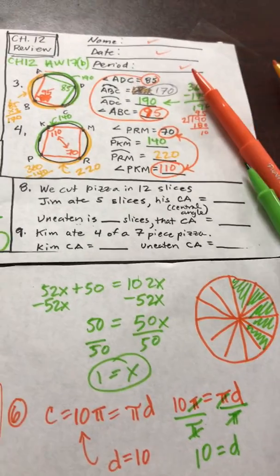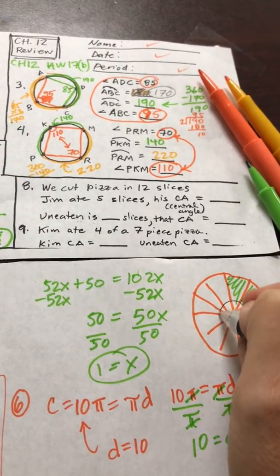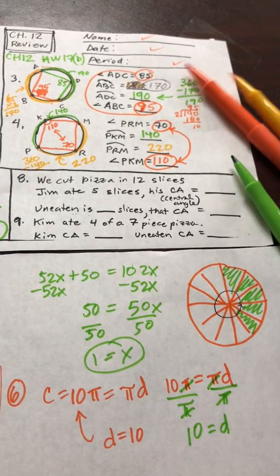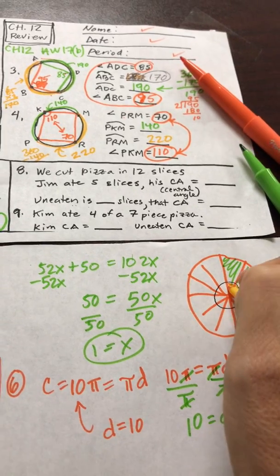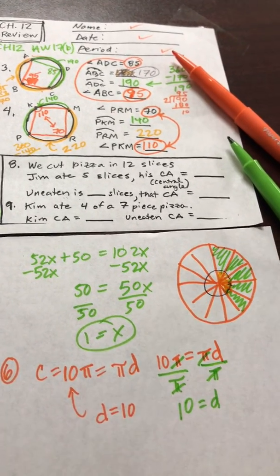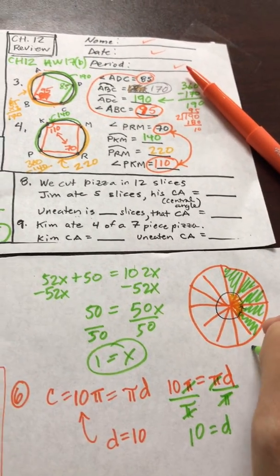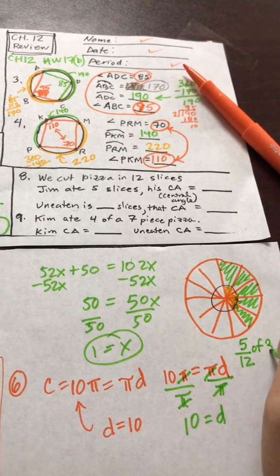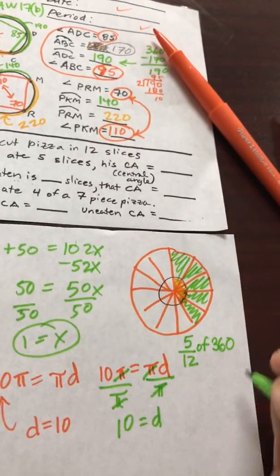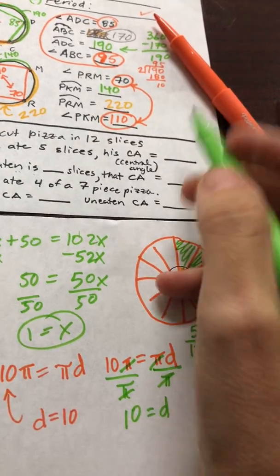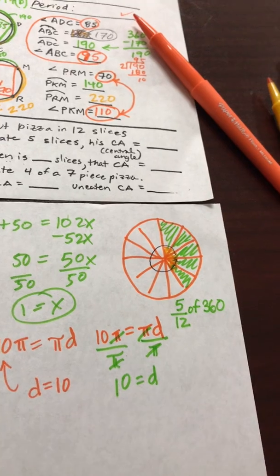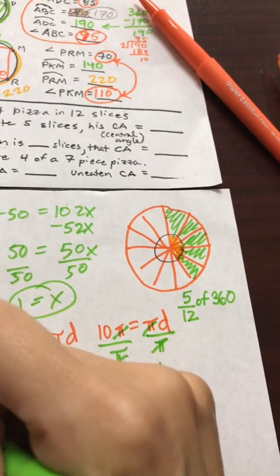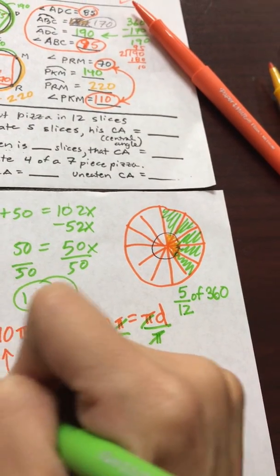Now, logically here, we know that the central angle all the way around is 360, but I don't want the whole central angle. I only want a part of the central angle. So if you think about it, I only want 5 out of 12 of the central angle, which we know is 360. Okay, so to get our answer here, the central angle would have to be 5 divided by 12 times 360.